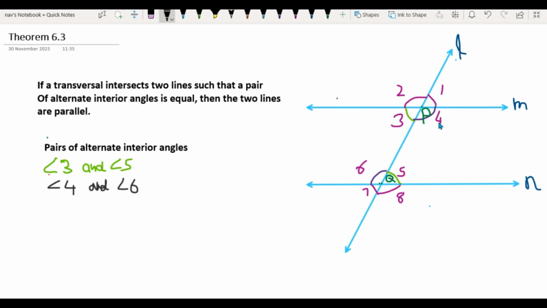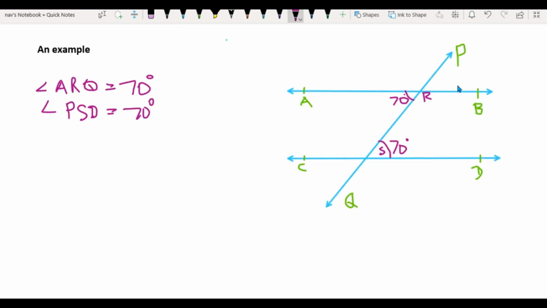If angle 4 is equal to angle 6, then again the lines will be parallel because these are alternate interior angles. Now let us take an example. Here line PQ is a transversal. This line PQ intersects line AB at point R and it also intersects line CD at point S. Now it is given that angle ARQ is 170 degrees.